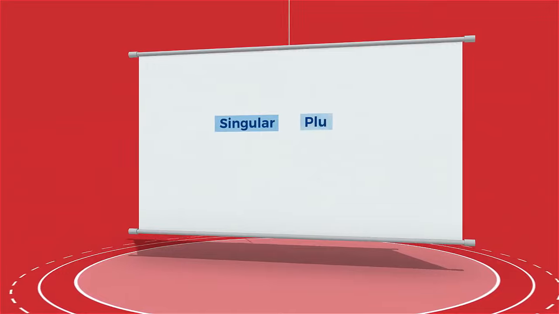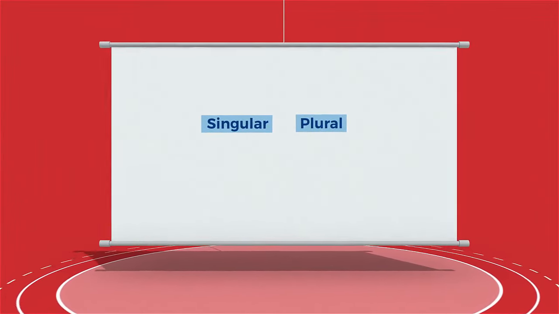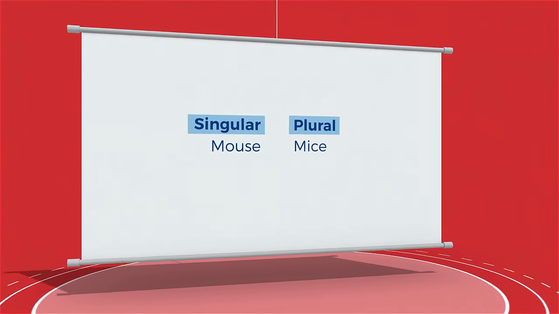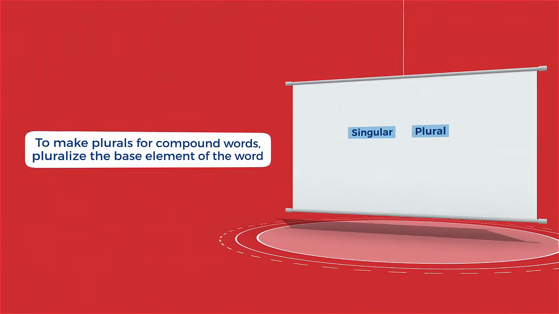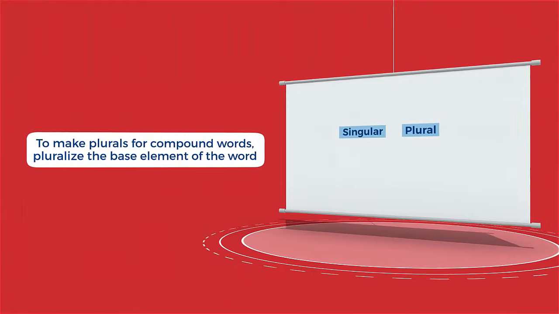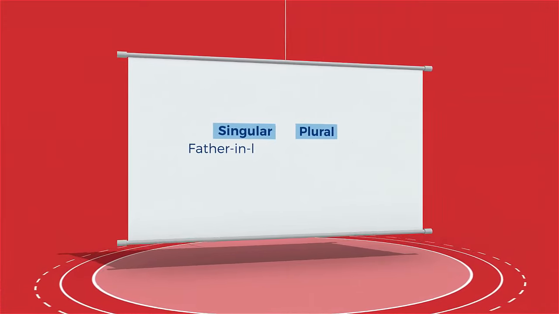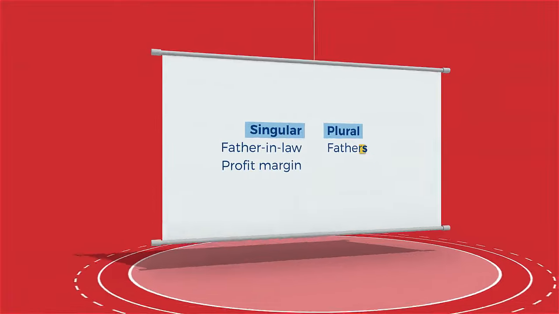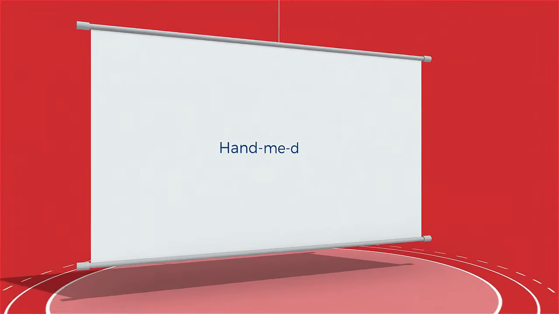Some nouns are irregular. Many of these come from Old English, and you form the plural by changing letters within the word or adding unusual endings. Think of words like mouse and mice, or child and children. When you're making plurals for compound words, the trick is to pluralize the base element of the word, the principal noun. For example, the plural of father-in-law is fathers-in-law, and the plural of profit margin is profit margins. If you can't find a clear principal noun, then apply the plural to the entire compound, as in hand-me-downs.